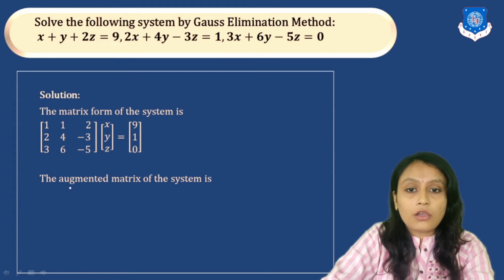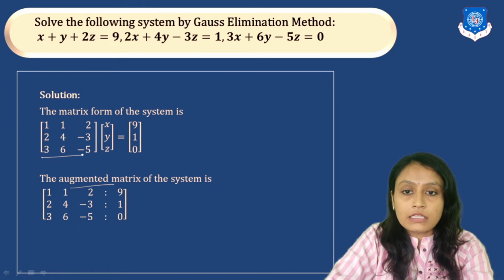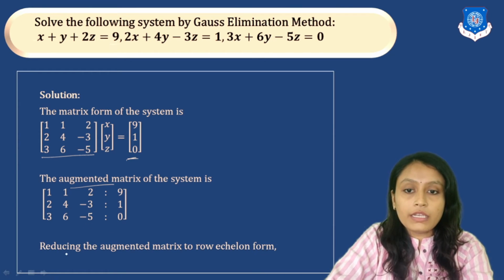Now we will write the augmented matrix form of the system. We write matrix A augmented with B, that is 9, 1 and 0. The next step is to reduce this augmented matrix to row echelon form. Here we have a leading 1. So the first step is to make 0 at these two places.